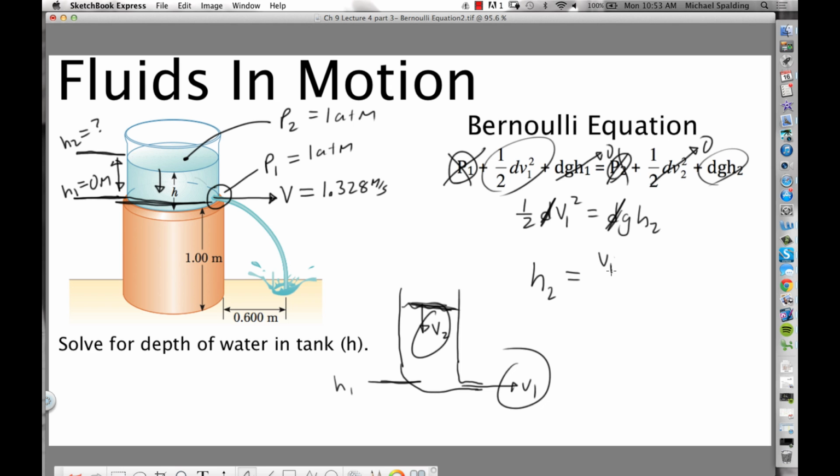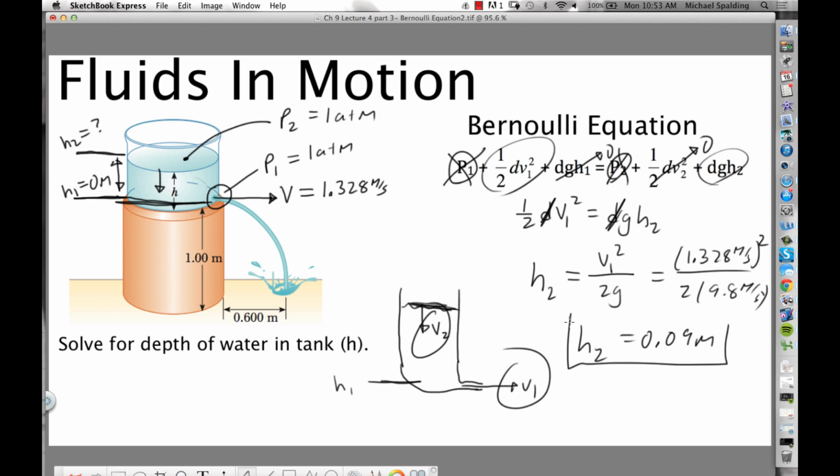So H2 is going to be V1 squared over 2g, 1.328 meter per second squared over 2 times 9.8. So this comes out as 0.09 meters.